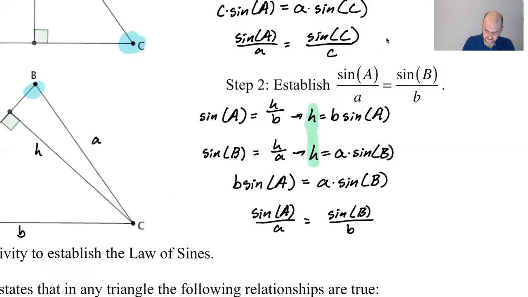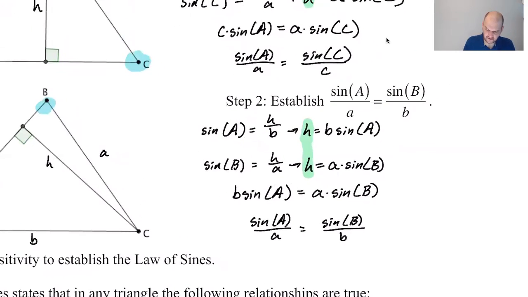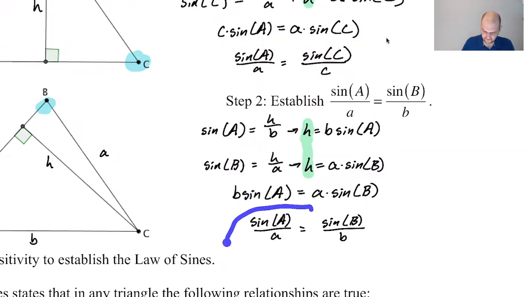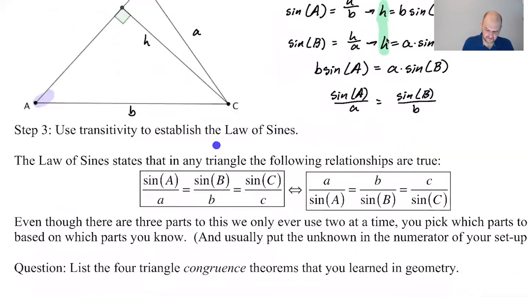And that means that if you look at it, the sine of A over A equals the sine of C over C. The sine of A over A equals the sine of B over B, which means that all three of those are equal to each other by the transitive property. That is the law of sines. So the law of sines tells us, and I'm going to highlight the whole thing, but I mean, obviously, it's in a box.